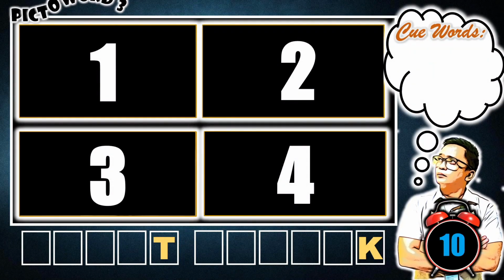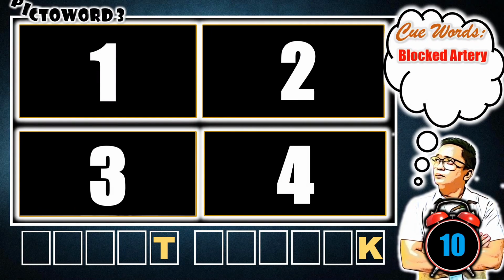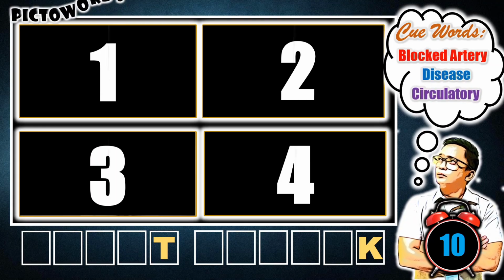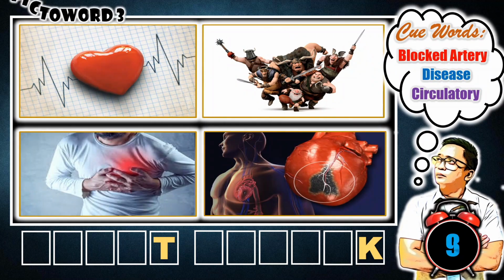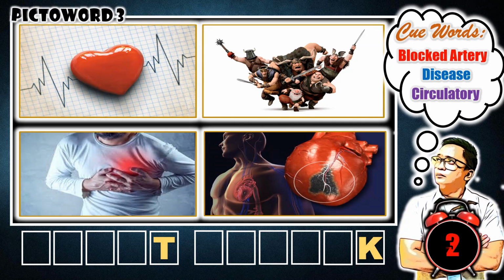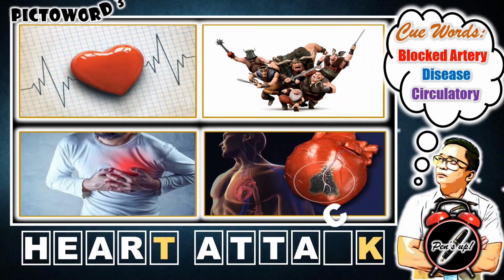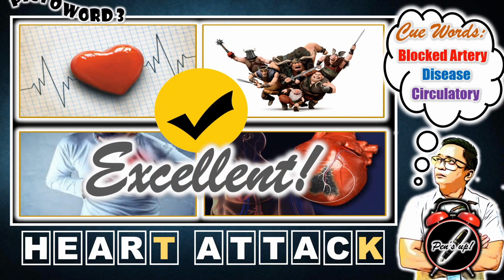Picture word number 3. Keywords: blocked artery, disease, circulatory. Your timer starts now. Hands up. The correct answer is heart attack. Excellent.